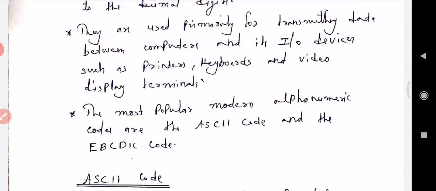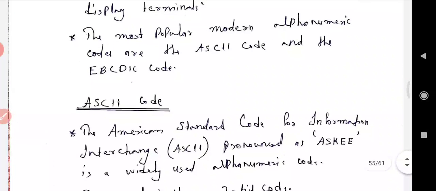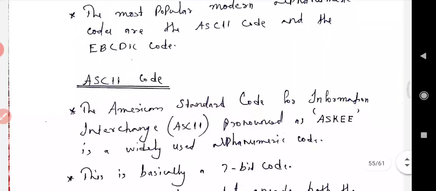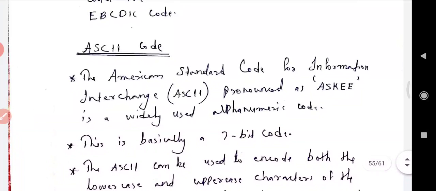The most popular alphanumeric codes are ASCII and the EBCDIC code. In this topic, we will discuss the ASCII code. The full form of ASCII is American Standard Code for Information Interchange. It is written ASCII, and we pronounce it as ASCII. It is widely used as an alphanumeric code, and it is basically a 7-bit code.